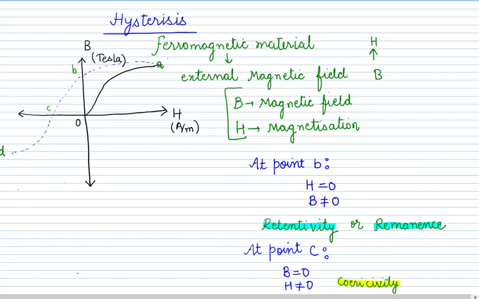On further increasing the negative value of the magnetization field, our magnetic flux density will not increase. Now again we reverse the direction of the magnetization field, then our magnetic flux density starts increasing and it goes from point D to point E. And on further increasing the value, the graph goes from point E to point A again.